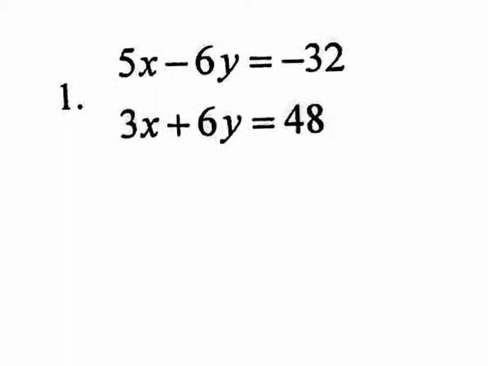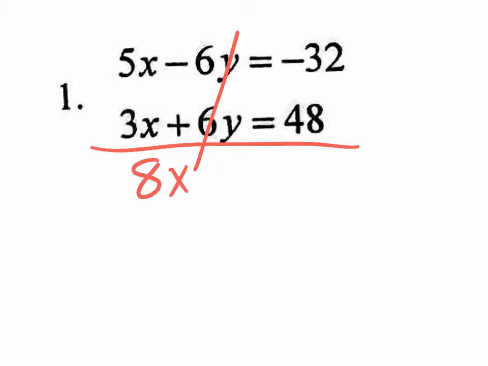So number 1 is already done. Check it out. You put a line right there, and the y's are gone. So what do we have left here? We have 8x equals 16. Now, that's a simple one-step equation, guys. All you do is divide by 8, and you have x equals 2.